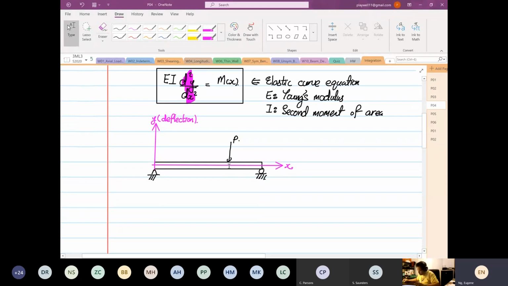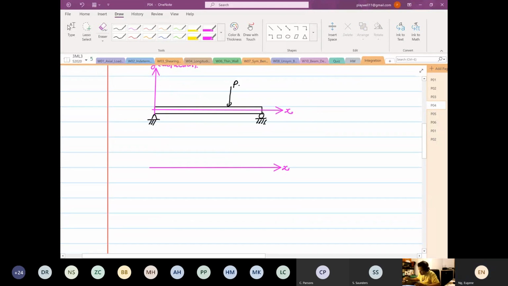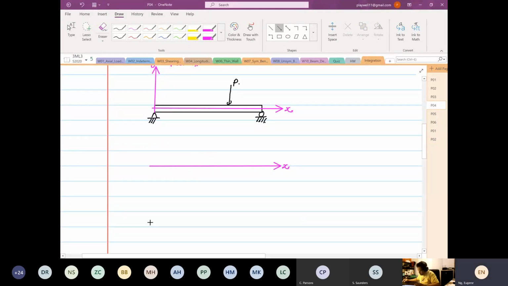Okay. So if we were to sketch the deflection of this beam, this is how it's going to look. So this is our axis, x, and this is our y. I'm drawing below because we know that it's going to be deflecting downwards. So the deflection of the beam will look like this.